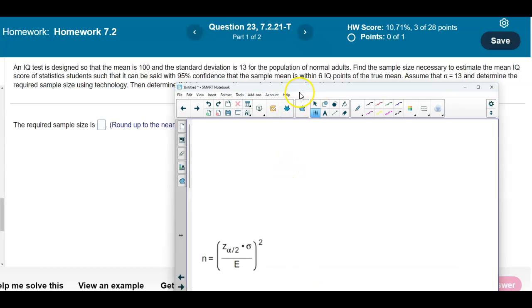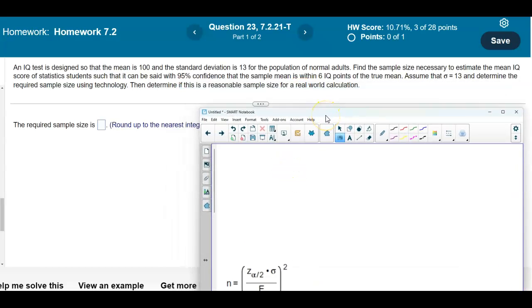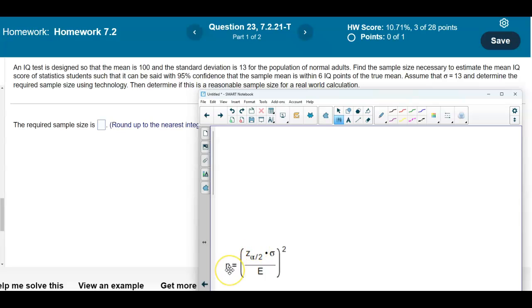Okay, so the first thing we need to do is find the critical value. When we look at the formula to find the sample size, it's going to equal the critical z-value times the population standard deviation, divided by the margin of error, squared. So to find the critical z-value, we need to determine the confidence level. Well, the confidence level is given to be 95%.